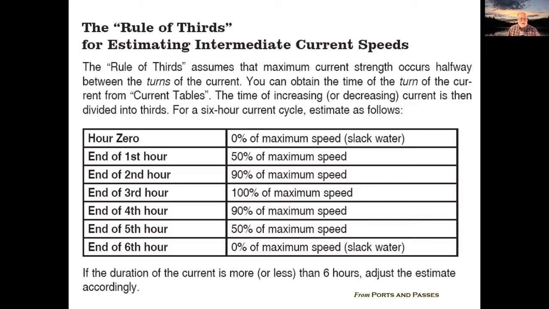We can also estimate intermediate current speeds. After the first hour, generally the speed of the current is up to 50% of its maximum. At the end of the second hour, it's up to 90%. And after the third hour, it's 100%. And then it drops back down to 90%, 50%. And finally, at the end of the sixth hour, back to slack. Now, if the duration of the current is more or less than 6 hours, you've got to adjust the estimate accordingly. These are not highly accurate. There are individual characteristics to every tidal rapids, and some of them reach maximum much sooner than this. This is one of the reasons why you should always try to go through the significant tidal rapids at slack water.